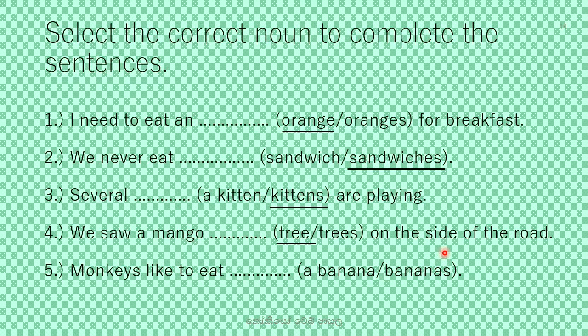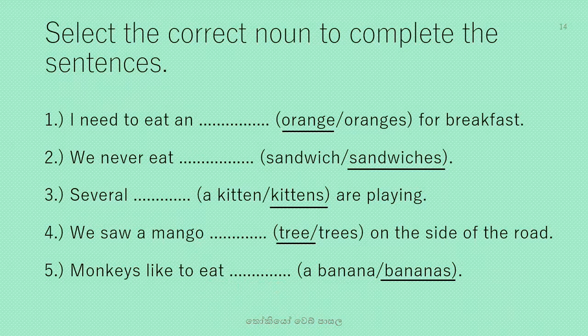Next sentence. Monkeys like to eat blank. A banana, bananas. So what is the answer here? Yes, bananas. Monkeys like to eat bananas. Here, the monkeys are in the plural. So in that case, we cannot use a banana because we are talking in general. So we have to use the plural form. Monkeys like to eat bananas.